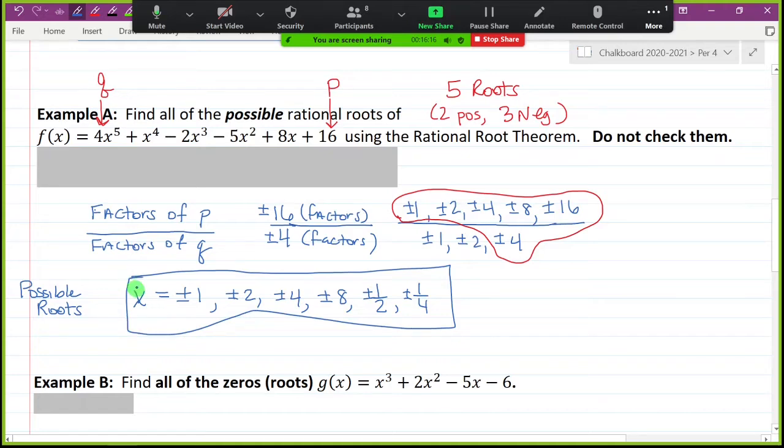Now, let me be clear about something. This is called the rational root theorem. Rational means you're only going to get rational numbers with this process. You're not going to get square roots, which are irrational. You're not going to get imaginary numbers, which are also irrational, and not real. You're only going to get fractions and whole numbers. That's what rational means.